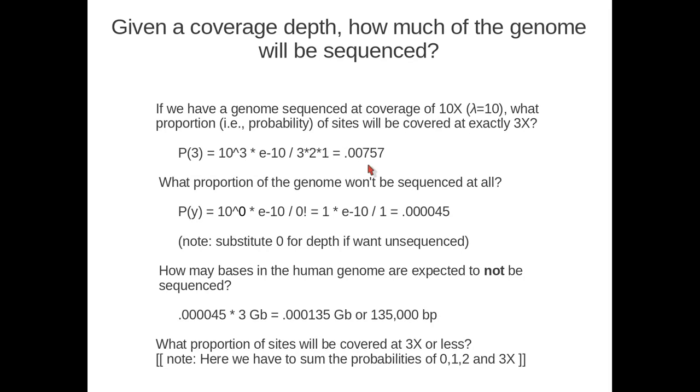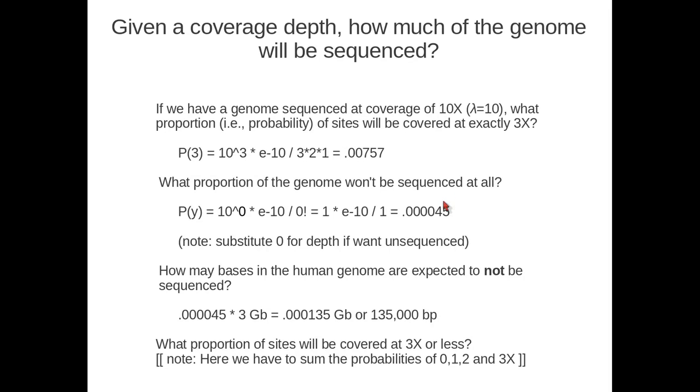Interesting. So the real question then might be what proportion of the genome won't be sequenced at all. When we're doing a sequencing experiment, we really want to know, if we collect enough reads for 10x coverage depth, what percentage of the genome would we expect to not be sequenced at all? Well, the answer is a very small percentage. Less than 1 in 10,000 sites in the genome we would expect to not be sequenced.